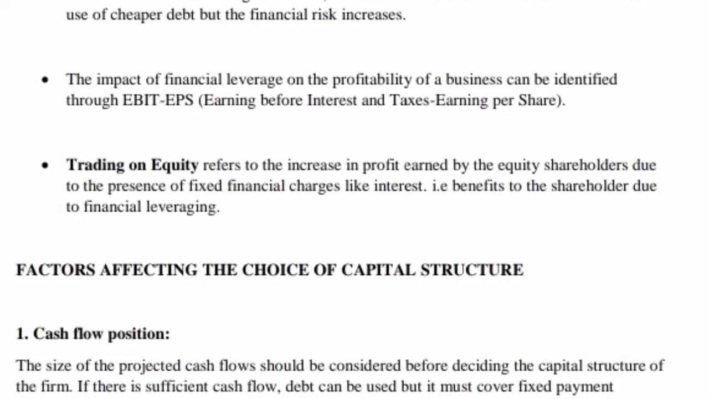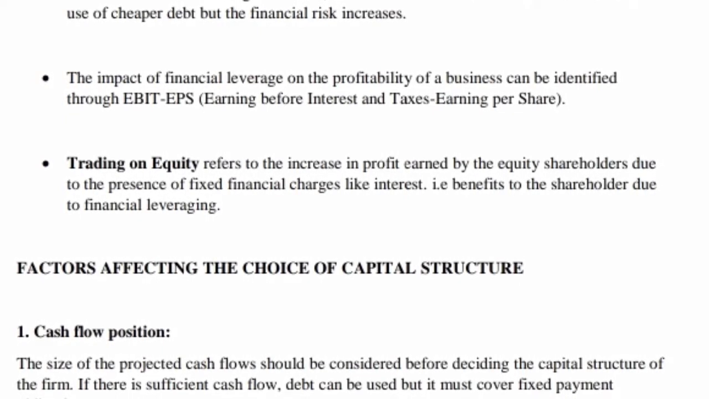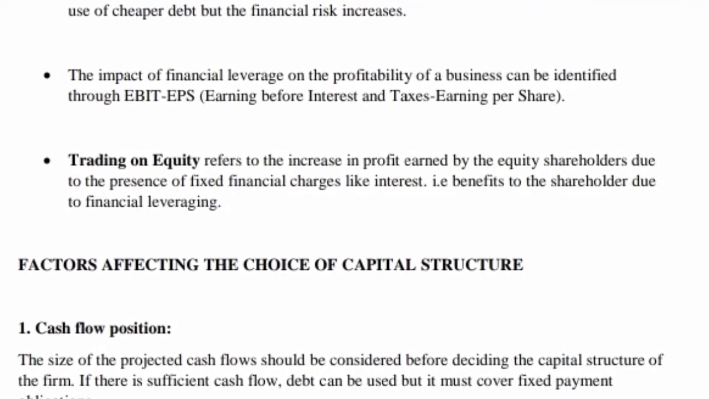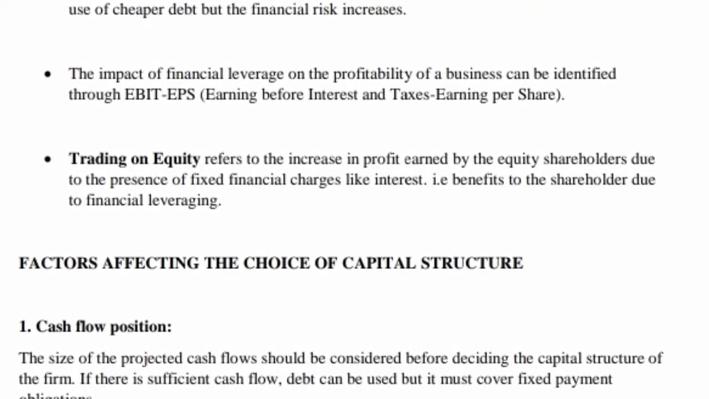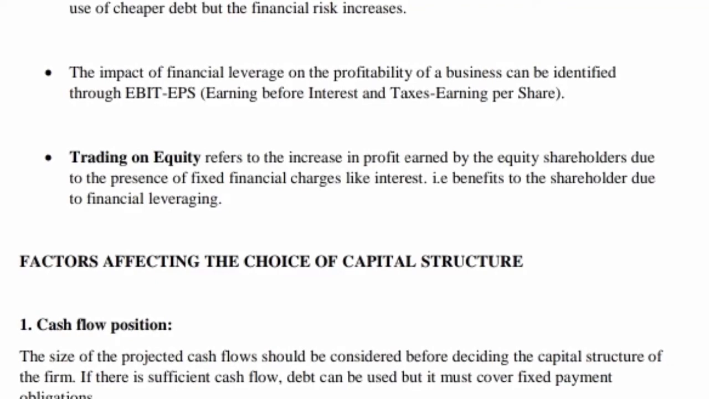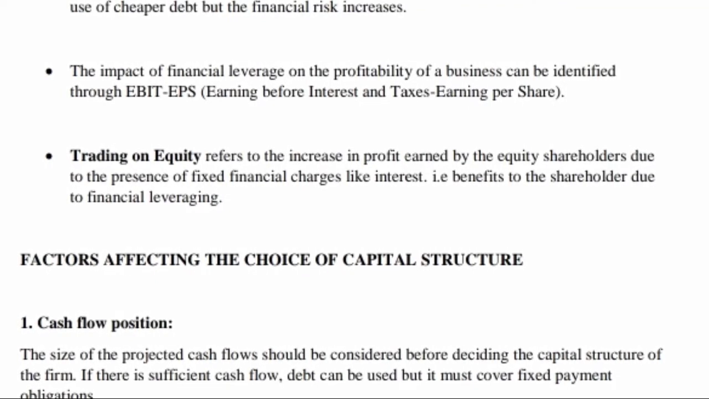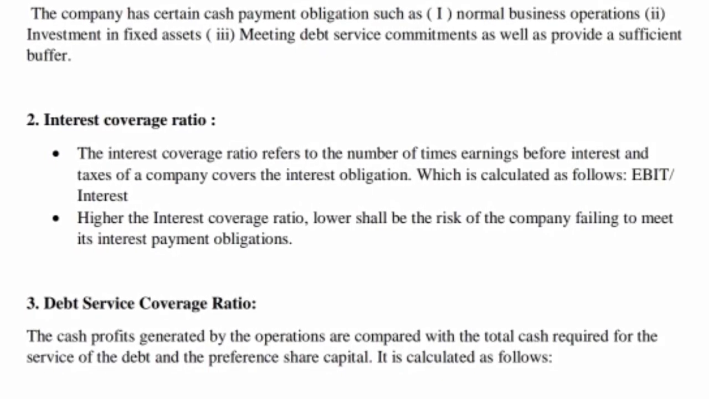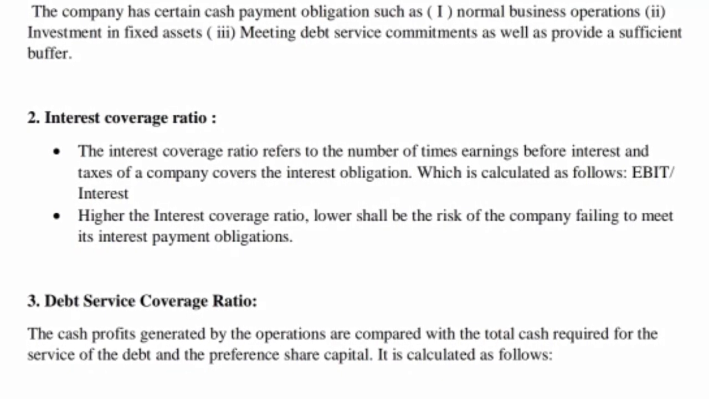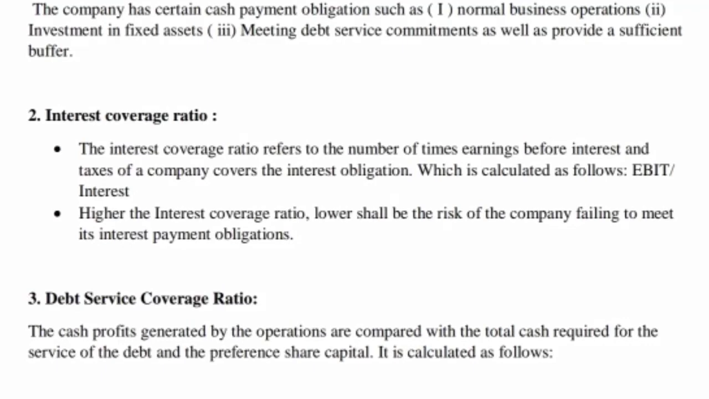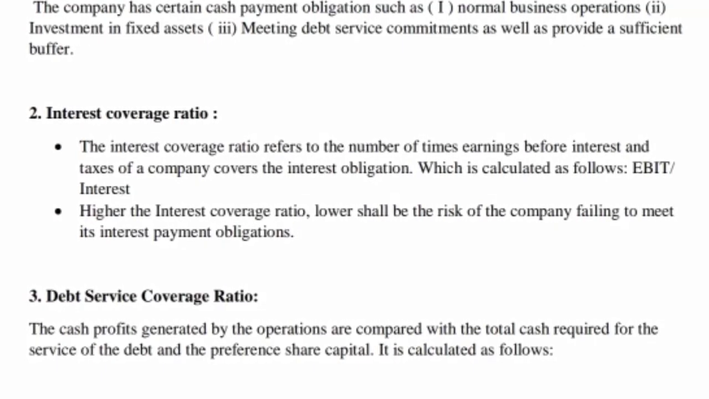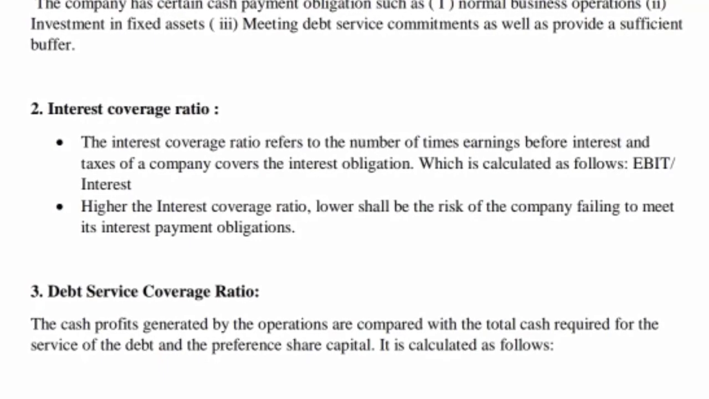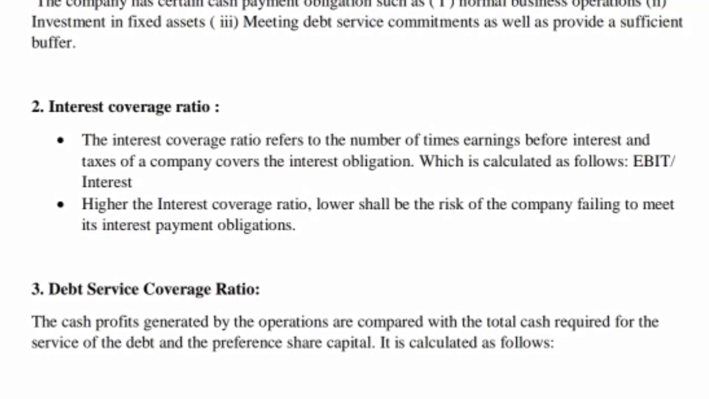Factors affecting the choice of capital structure. 1. Cash flow position. The size of the projected cash flows should be considered before deciding the capital structure of the firm. If there is sufficient cash flow, debt can be used, but it must cover fixed payment obligations. The company has certain cash payment obligations such as: i. normal business operations, ii. investment in fixed assets, iii. meeting debt service commitments as well as providing a sufficient buffer.